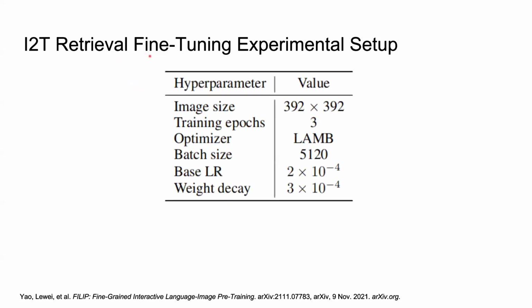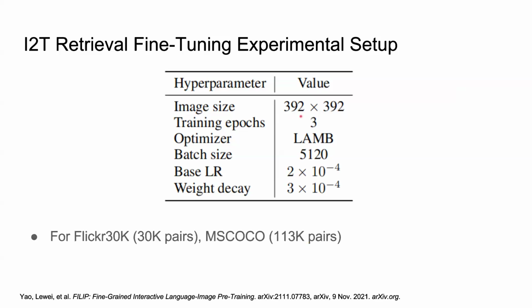And so image-to-text retrieval, this is their fine-tuning experimental setup. It is a little bit larger: we have 392 by 392 instead of 224 by 224. This is to better extract the features from the images. Fine-tuning is done on Flickr30K and MS COCO with 30,000 text-image pairs and 113,000 text-image pairs, respectively. And I'll pass it to Anthony to talk about the results.